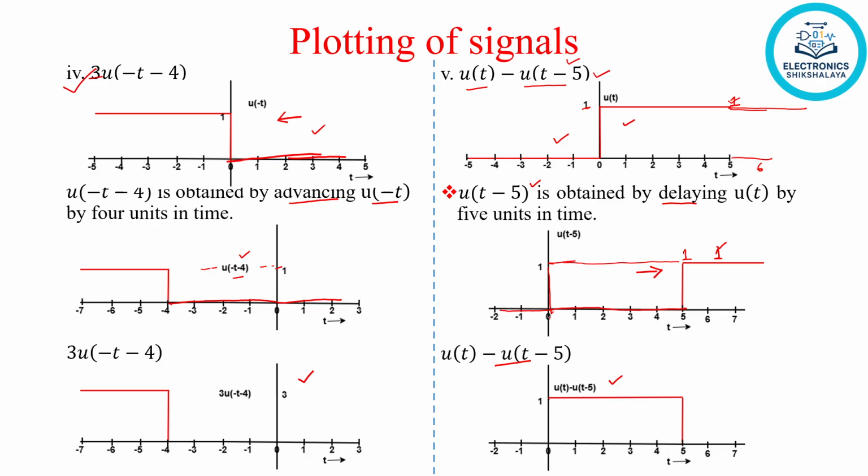So 1 minus 0 is 1. This one is 1 and the u of t value is 1, u of t minus 5 value is 0, so 1 minus 0 will be 1. So we can get this value up to 5. After that it will be 0. So this is your u of t minus u of t minus 5. Let us see our sixth case.